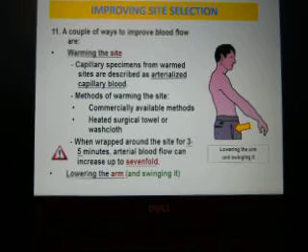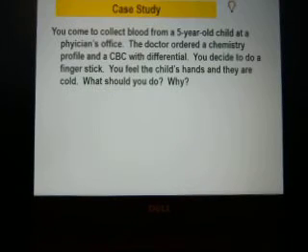Okay. Also, lowering the arm will help increase that blood flow to your fingers, which would help you make sure that you get a really good stick. Okay. We don't want to have to stick them again, and we want to make sure the sample we collect is the best sample we can get so that we can get the best results we can get.